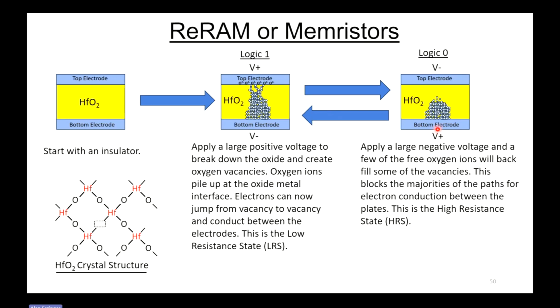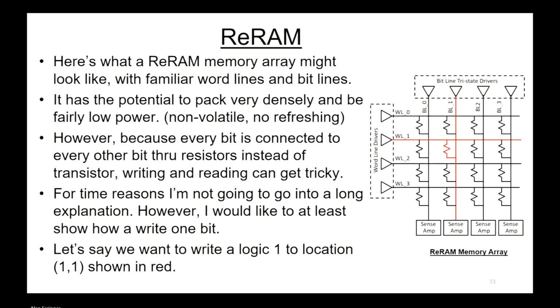Now we move over to the third panel, and we apply a large negative voltage. And what happens? Some of those free oxygen ions are going to backfill some of these vacancies, not all of them, but just a few. And this blocks the majority of the paths for the electrons conducting between the plates. So this is known as a high resistance state. And supposedly, you can jump back and forth between these two states. The low resistance state is considered logic 1, and the high resistance state is considered logic 0. So here's what a ReRAM memory array might look like.